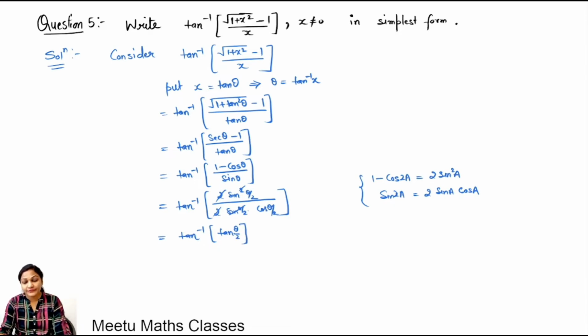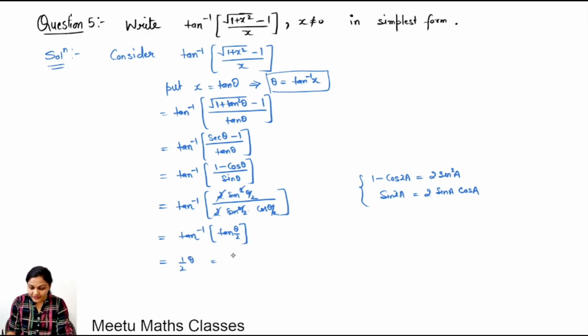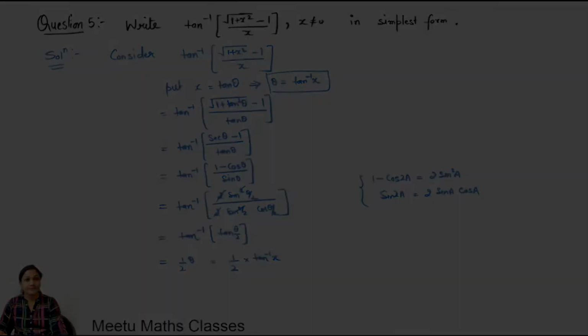If theta is equals to tan inverse of x, then theta lies between minus pi by 2 to pi by 2. So theta by 2 will also lie between minus pi by 2 to pi by 2. So it is hence invertible, and we are left with theta by 2 only. Now theta you are going to replace by tan inverse of x. So your function in simplest form is half tan inverse x.